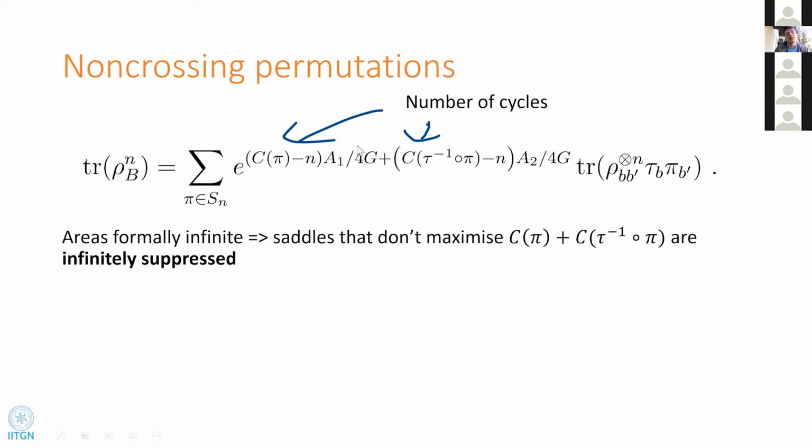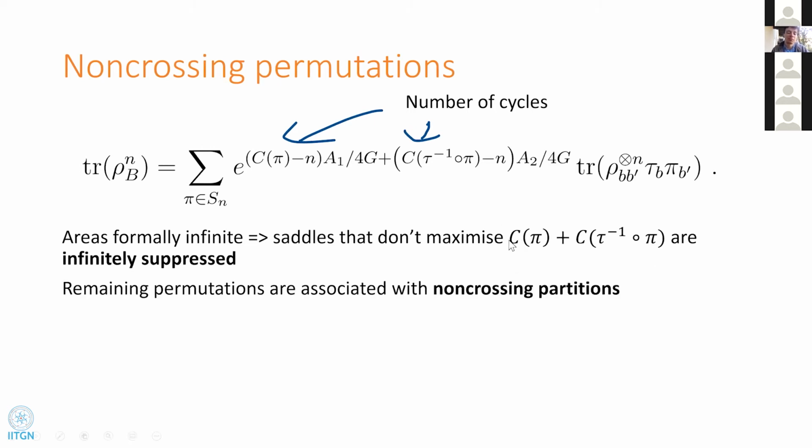The key point is that these areas, A1 and A2, are formally infinite. They diverge as I take my boundary cutoff away. What does this mean? It means that saddles that don't maximize the sum of these two quantities are actually infinitely suppressed. The difference A1 minus A2 is finite, but the individual areas are infinite, and the sum is infinite. So if I'm not maximizing the sum of these two things, then I'm just going to get a contribution that's infinitely suppressed compared to the leading one. So we can just forget about any saddle, any permutation pi, that doesn't maximize this sum.